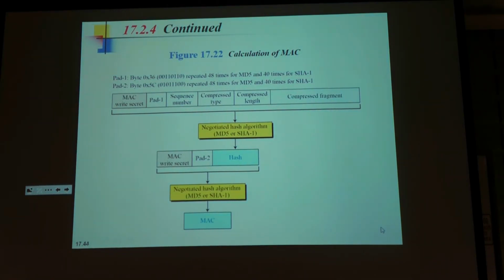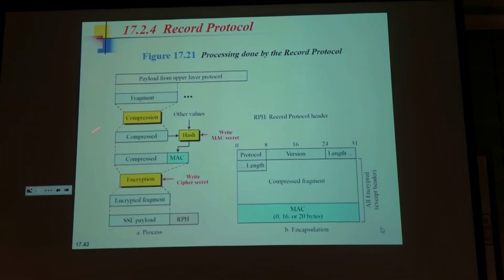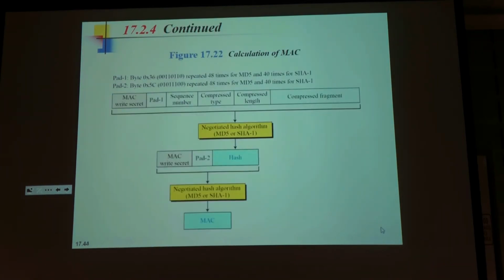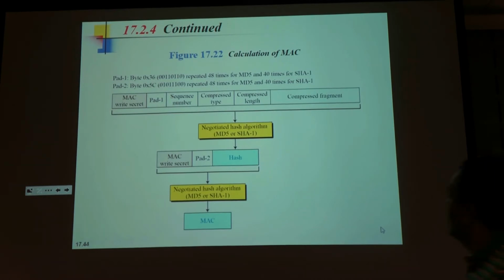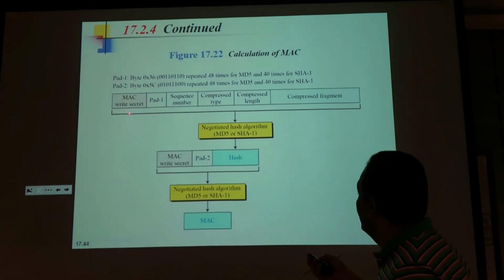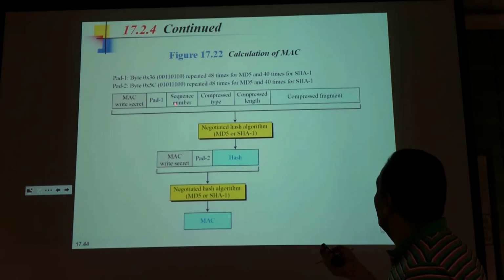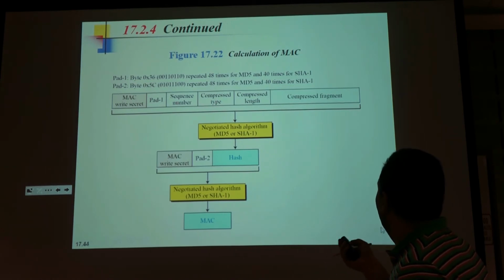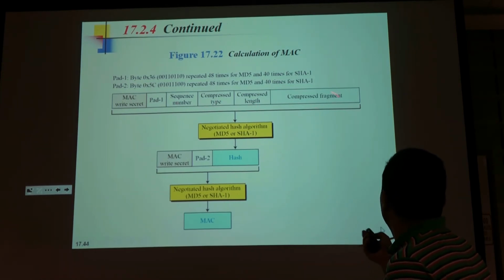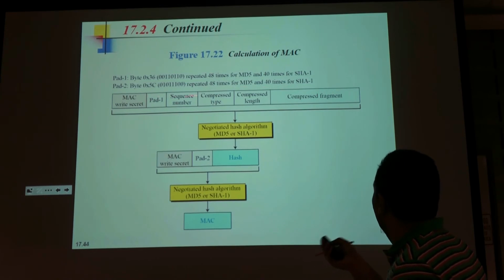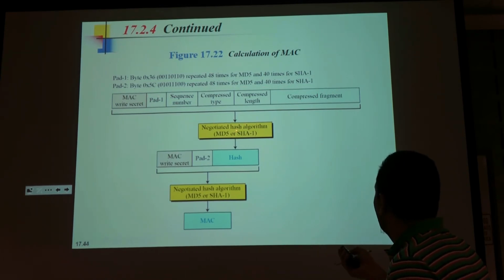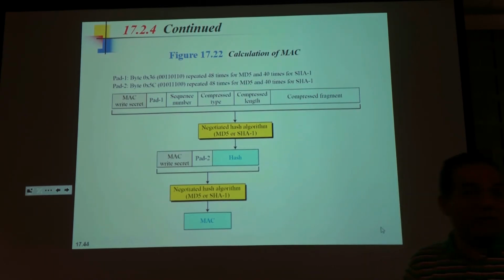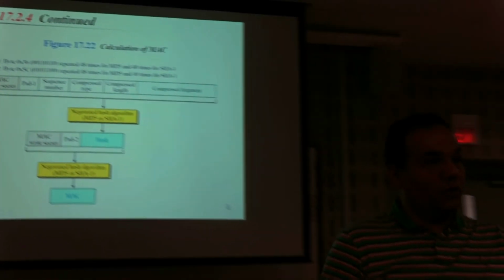So the way you calculate the MAC, where is the MAC? Here. You're going to have the MAC write secret. You add the pad, sequence number, compressed type, compressed length, and compressed fragment. All of them you add together, and the negotiated hash algorithm depends on the hash, right? It will be negotiated. There are two or three options.